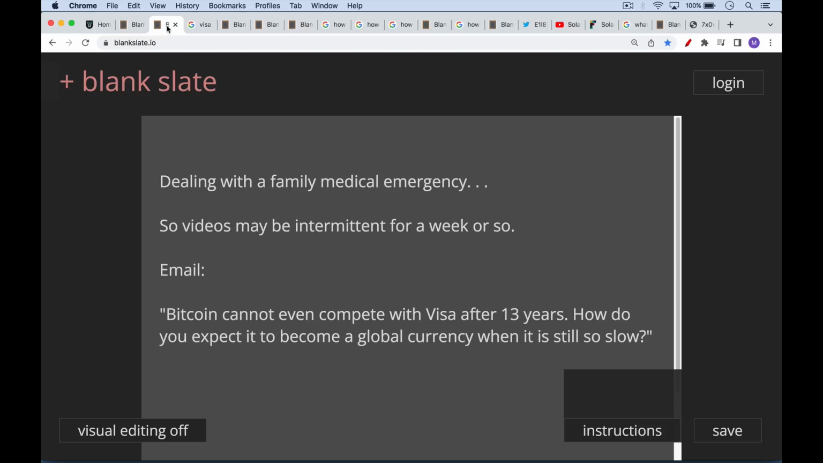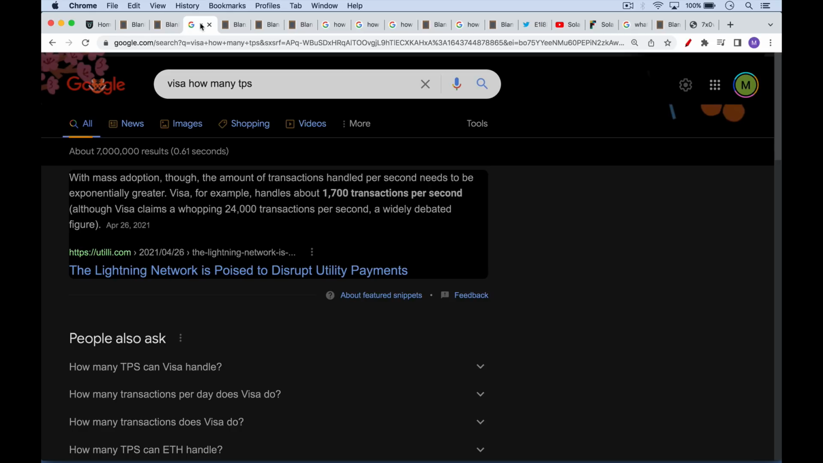I wanted to cover this email today. This is the question I got. Bitcoin cannot even compete with Visa after 13 years. So how do you expect it to become a global currency when it is still so slow? Visa claims they can handle 24,000 transactions per second, which is a disputed number, but it's clear they handle about 1,700 transactions per second, which is quite impressive.